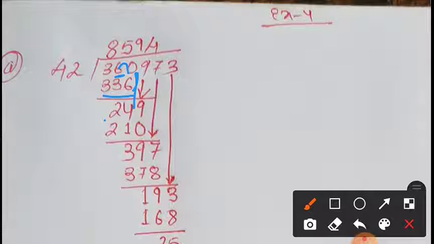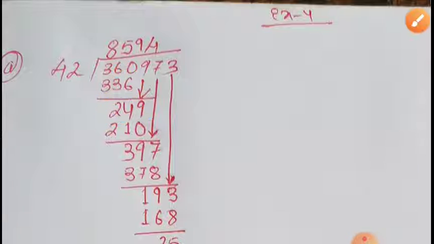So 5 minus 3 will give you 2. 3 minus 3 is 0. We will not write 0 here. And now what we will do, we'll carry 9 down. It will become 249, isn't it?